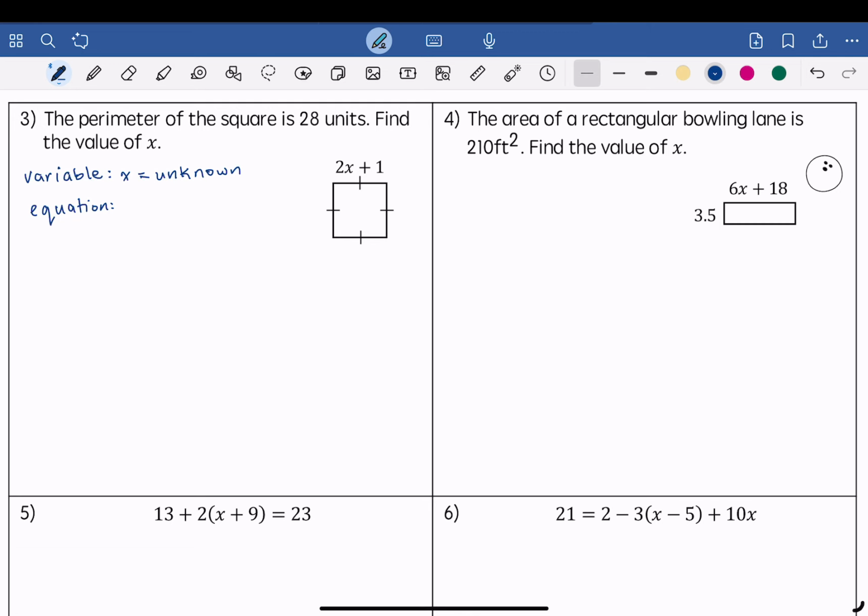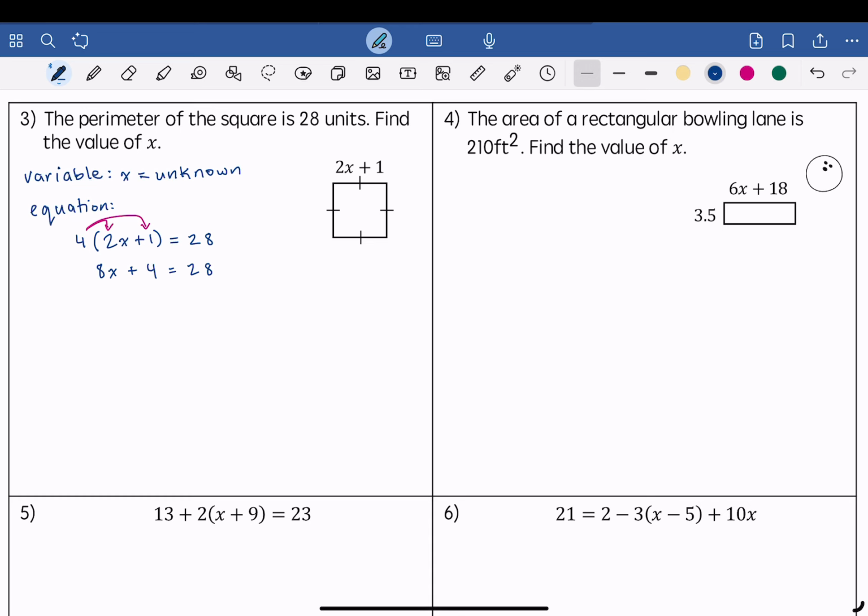So one way to show this, to translate this into an equation, is 4 times (2x plus 1) is equal to 28. Alternatively, a longer way to solve this is to rewrite 2x plus 1 four times, adding it together. So now we're going to apply the distributive property as our brackets to simplify the expression on the left side. So 4 times 2x is 8x. 4 times 1 is plus 4, which is equal to 28.